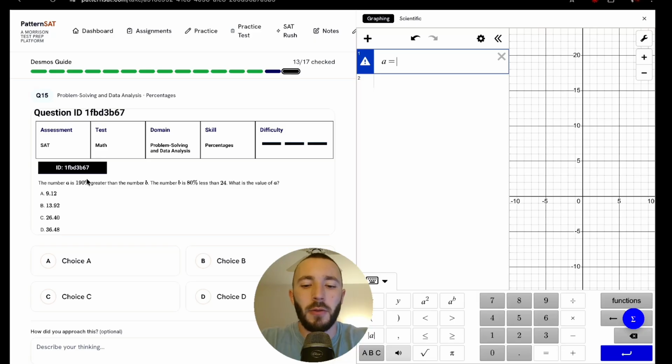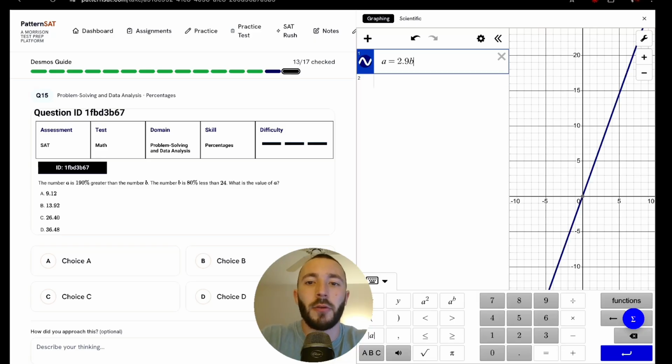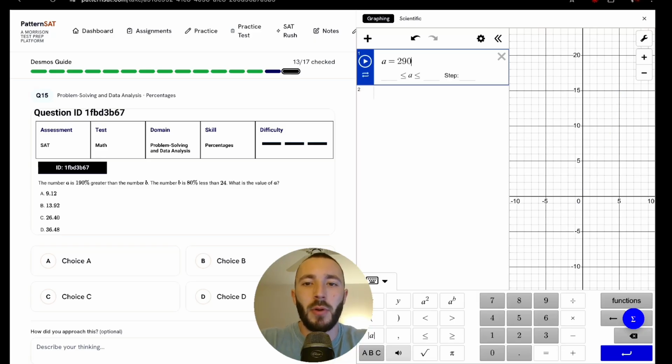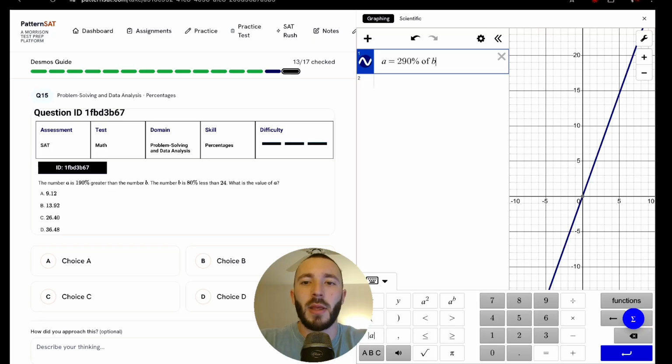So you could either do 2.9B, or I'll show you a cool function, 290% of B. If I type in the percent key, it automatically gives me the word of, and then I could type my next value.